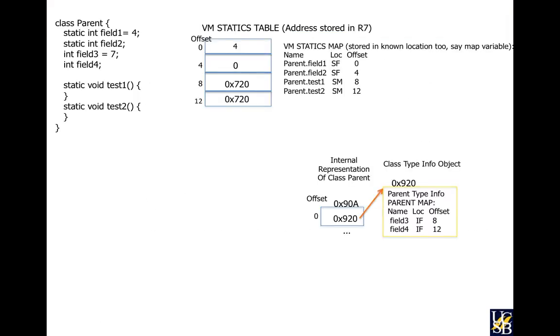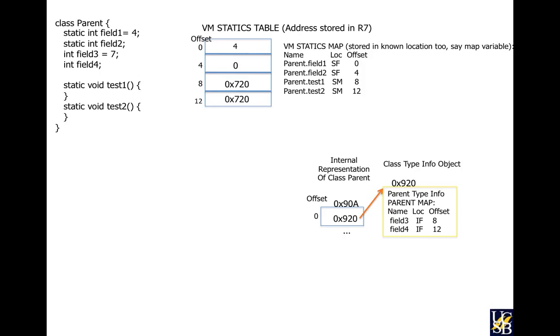Here's an example to get us started. On the left, we have a class file called Parent. It has static fields, instance fields, and 2 static methods. When this class is loaded into the runtime system, the memory of the virtual machine, all of its static members are added to the statics table. The statics table is represented by the box in the middle. Next to it is the statics map.